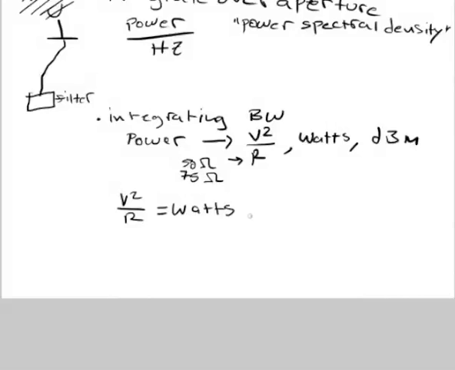The formula for converting between watts and dBm is as follows. If you measure a power in watts P, then in dBm this will be equal to 10 times the log of the power in watts to a milliwatt. After we integrate over bandwidth, we integrate over time. And this gives us energy.